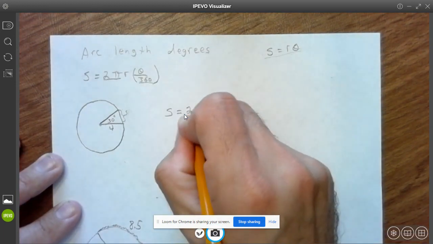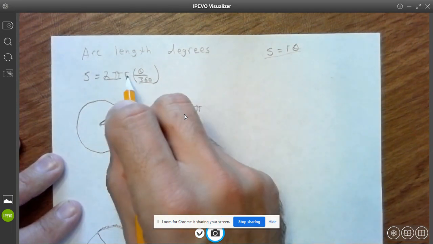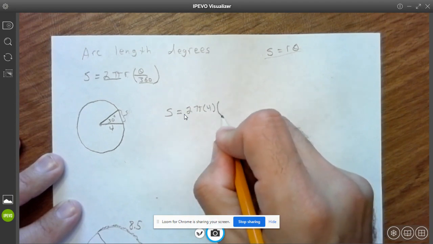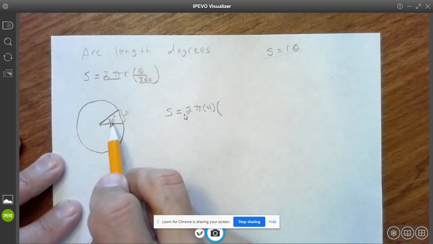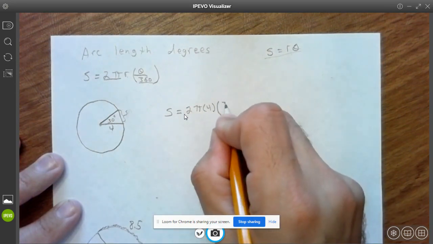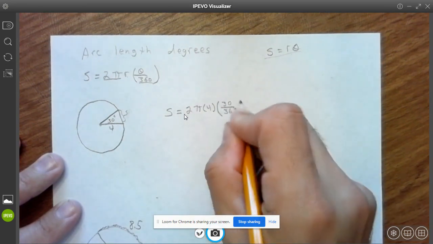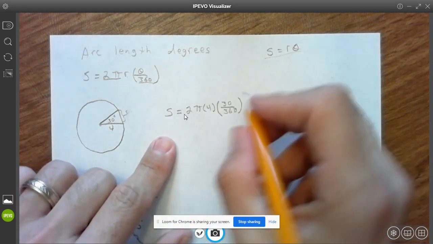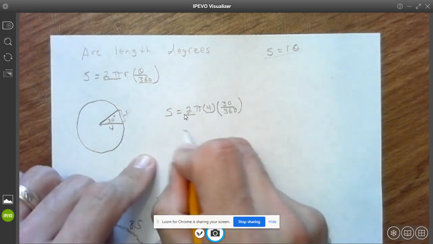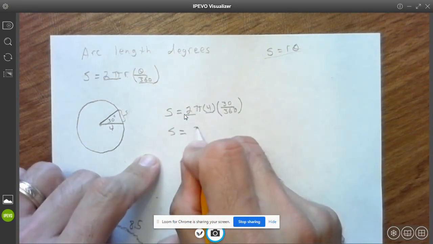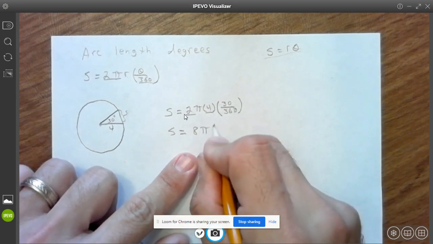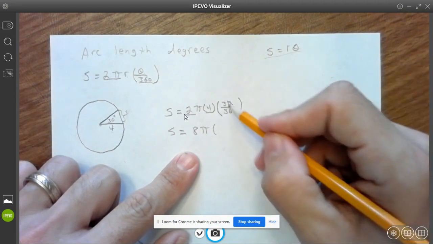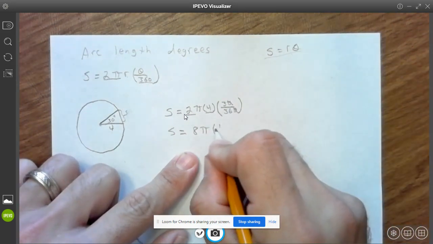So we've got 2 pi, the r is going to be 4, and it's our theta over 360, and our angle theta is 30 degrees. So all we have to do really is simplify this side. 2 times 4, that's 8. 30 over 360, I can divide by 10, and then 3 over 36, that is 1 over 12.